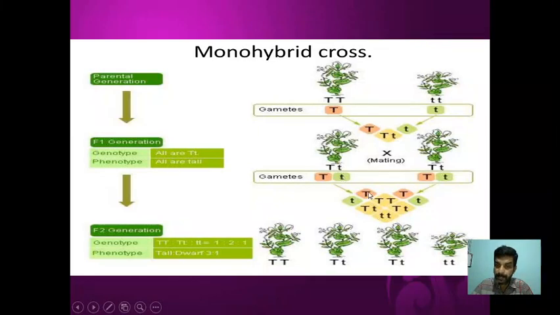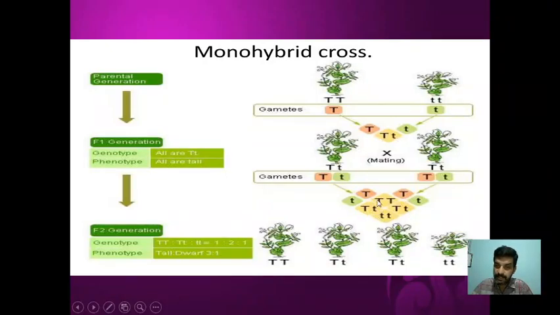Now if this T combines with this T, we get capital T capital T, and if this T combines with this t, we get capital T, small t, and again capital T, small t, and if this t and this t combine, then we get small t, small t. So like that four plants are produced, and already we know what Mendel observed is that capital T, the normal allele, is dominant over an altered allele. So that's why if this allele is present, it is going to express its phenotype.